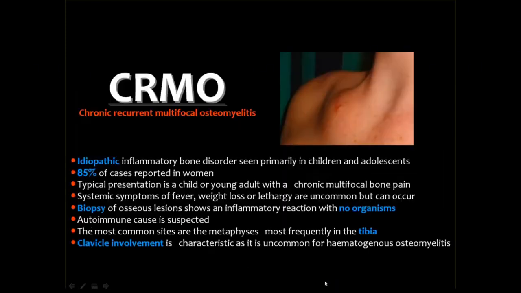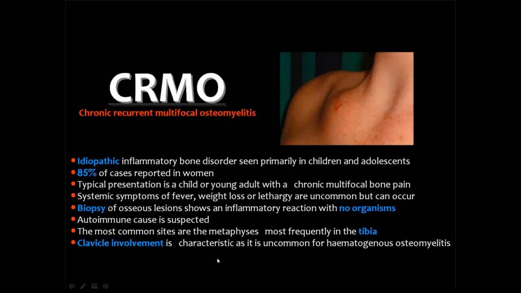Then we come to this type of infection, which is known as chronic recurrent multifocal osteomyelitis, or CRMO. And this is an idiopathic inflammatory disorder that affects children and young adults, similar to the previously mentioned one, and 85% of the cases are seen in females. The typical presentation is a young adult with chronic multifocal bone pain, and there may sometimes be fever, weight loss, and lethargy, but they are uncommon.